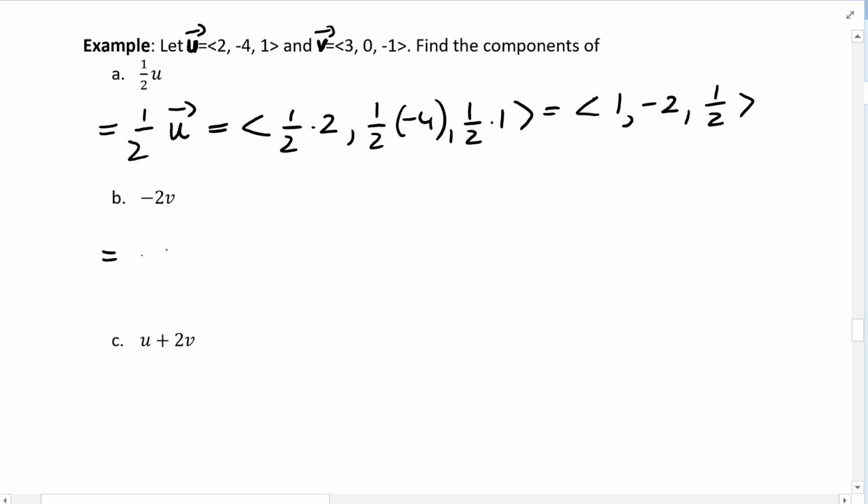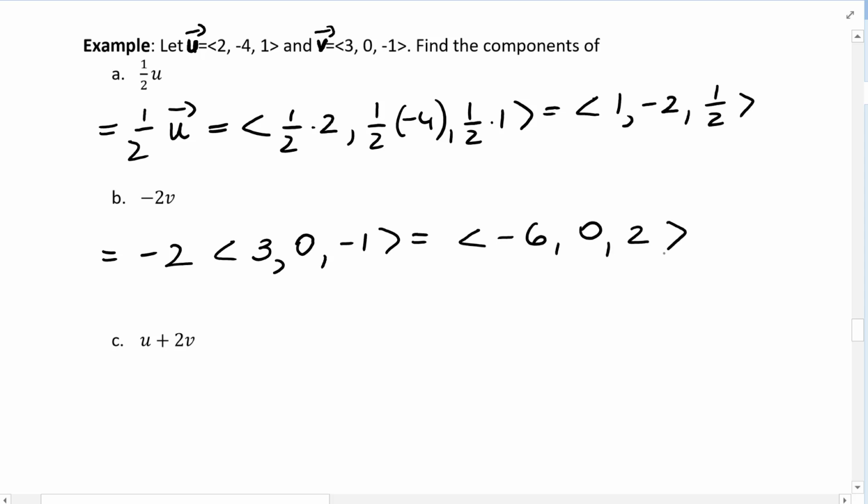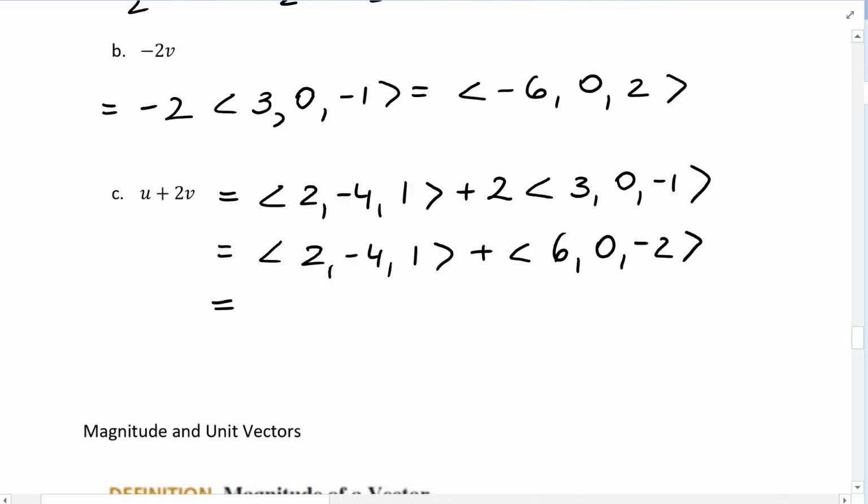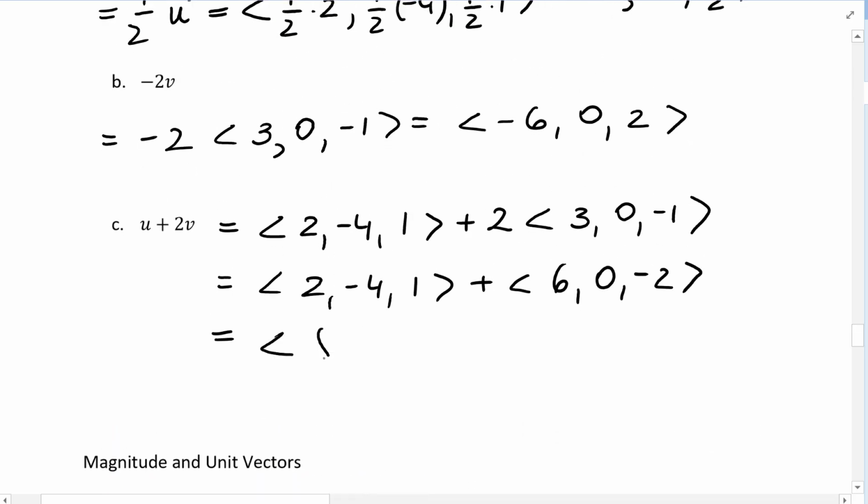Negative 2v means negative 2 times 3, 0, negative 1. So we have negative 6, 0, and 2. u plus 2v, so we have 2, negative 4, 1, plus 2 times v, which is 3, 0, negative 1. So let's do the multiplication first. The order of operations, we still follow it. 6, 0, negative 2. And now we add them individually. So we have 2 plus 6, 8. Negative 4 plus 0, negative 4. 1 plus negative 2, negative 1. And we solved it.